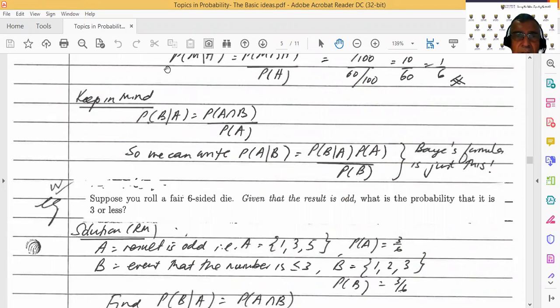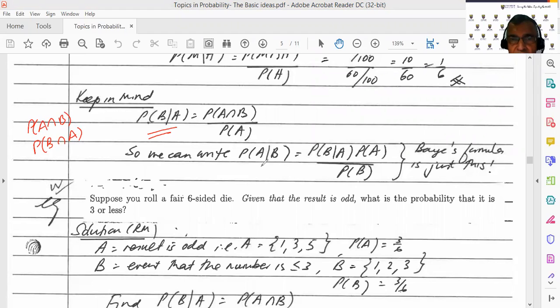The formula again. We want to be pretty familiar with this. The probability of B given A is what? The probability of A and B over the probability of A. Remember that the probability of A and B is the same as the probability of B and A. A and B happening together is the same as B and A happening together. So the probability of B given A is just the probability of A and B over the probability of A.